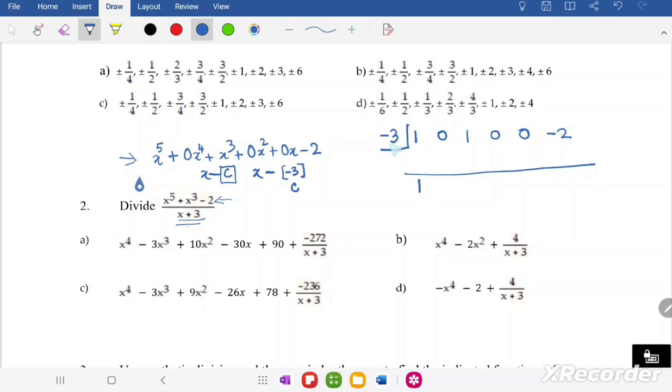And then we do a multiplication. Minus 3 times 1 is minus 3. So I write that below the second coefficient, which is 0. So 0 plus minus 3 is minus 3. Then we have to do the multiplication again. Minus 3 times minus 3 is positive 9. So I'm going to write a 9 below the 1, which is the third coefficient, and do the addition. 9 plus 1 is 10. Now again multiply these two values, 10 and the c, minus 3.